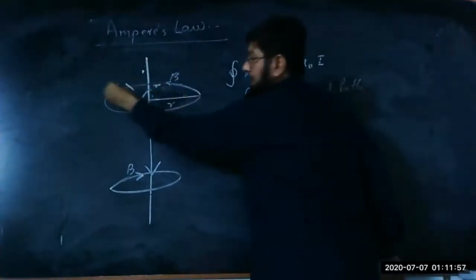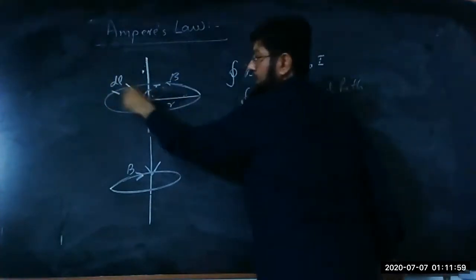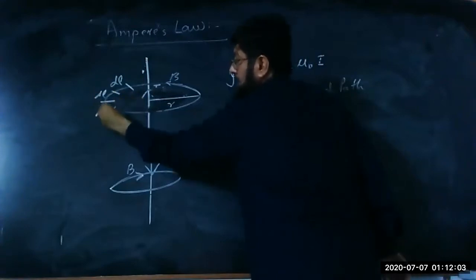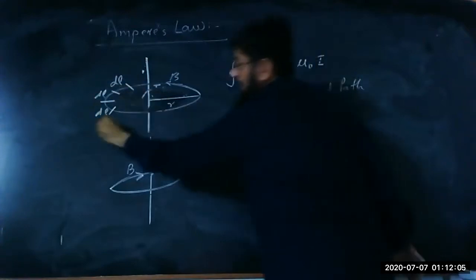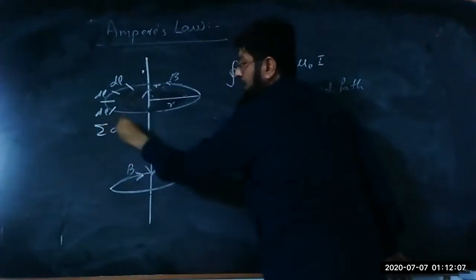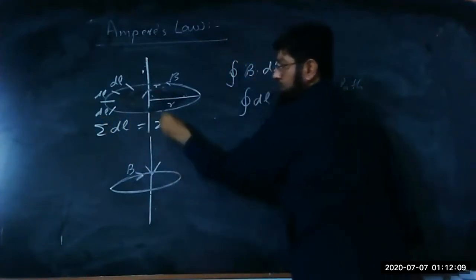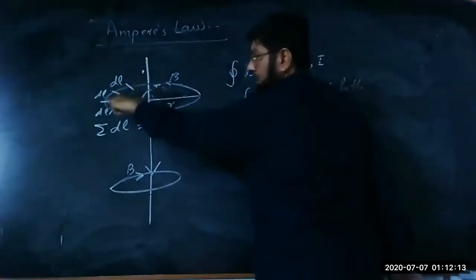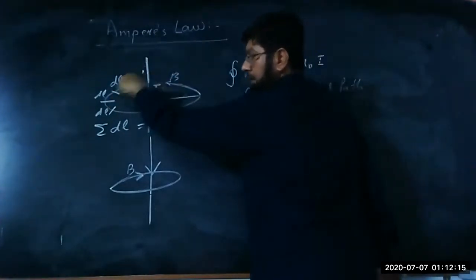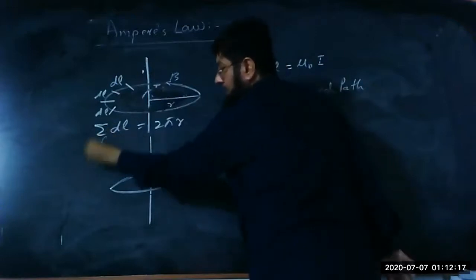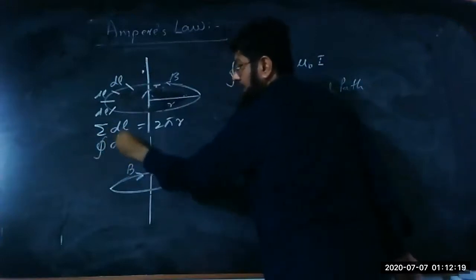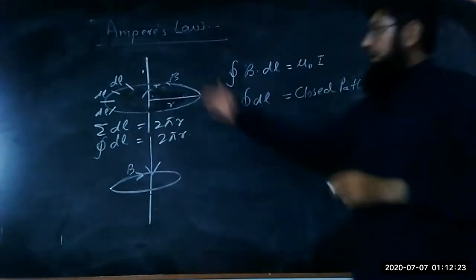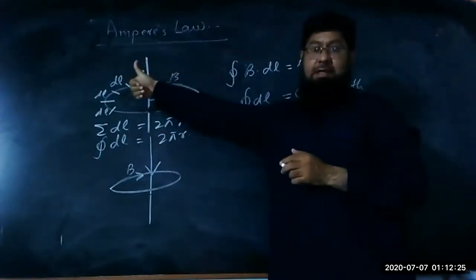This is dl. If we take a small element, we call it dl. So the sum of all dl gives you the circumference, which is 2 pi r. Here the symmetry is uniform, so this summation can be written as the integral over dl equal to 2 pi r, which we call the circumference of this circle.